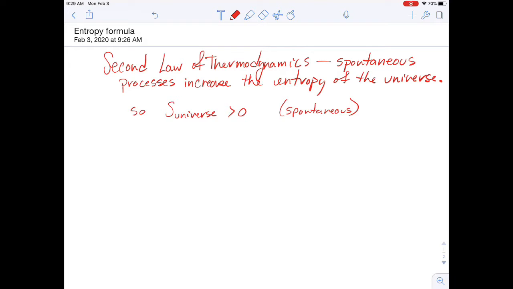In this video, we're going to take a look at entropy and try to understand how entropy can let us know if a reaction is going to be spontaneous or not. And we specifically are interested in the entropy formula. So entropy's symbol is S. So entropy is S.